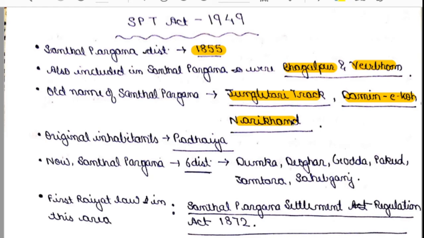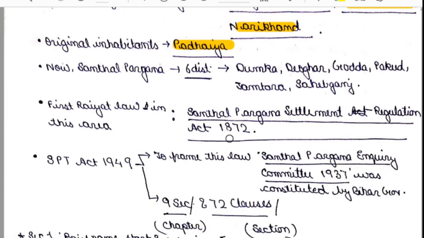So a question may be asked to you that Santhal Pargana is known by the name of, and two three options will be given to you. Okay, so you must remember that Santhal Pargana in the earlier times was known by the name of Jungle Tari Track. It was also known as Damin-i-Koh, and also it was known as Nari Khand. So these three names you should remember. Okay, now the original inhabitants of this area are known as Paharia. They are known as Paharia.